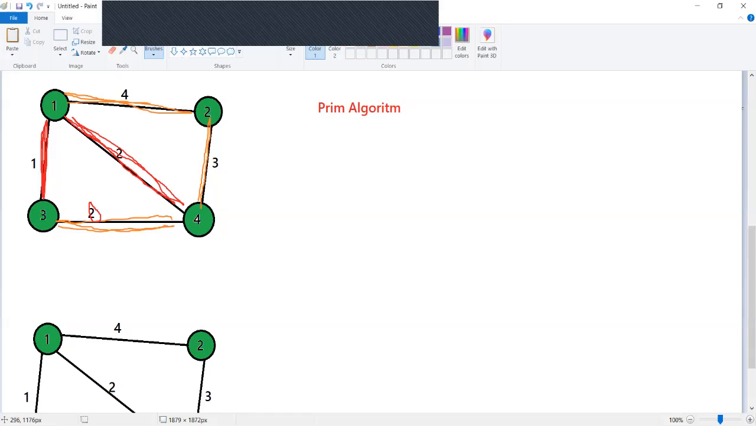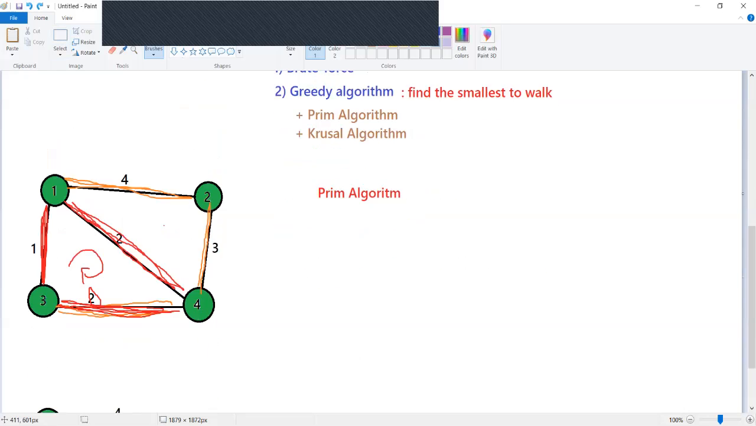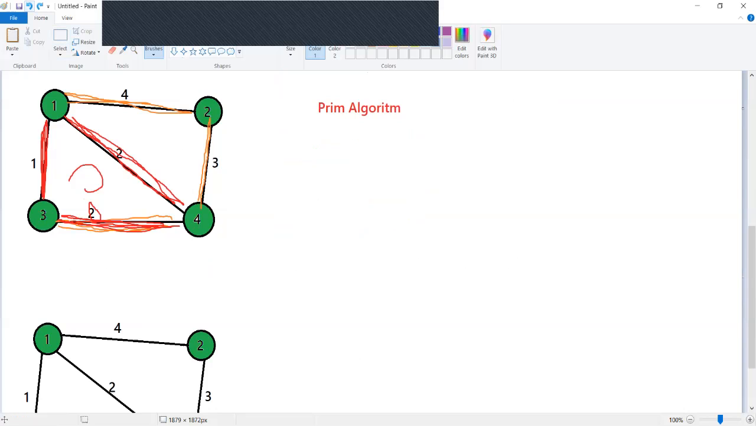But wait a second. Why is 2 here not possible? Let's say you pick 2, and your graph is going to look like this. But now you see what? You see a cycle. It's a loop here. But our condition for MST is no cycle. So that path is short, but it's not valid. So you rule it out. This is not a possible path. Therefore, you cross this out. So your two possibilities left are 4 and 3.